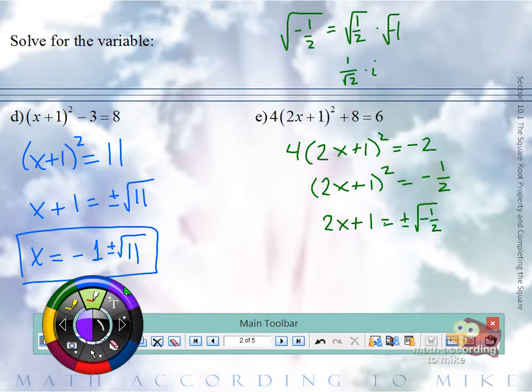I's not in the denominator. What's in the denominator? So how do I rationalize the square root of 2? What do I multiply top and bottom by? Square root of 2. I multiply top and bottom by square root of 2. What do I get?